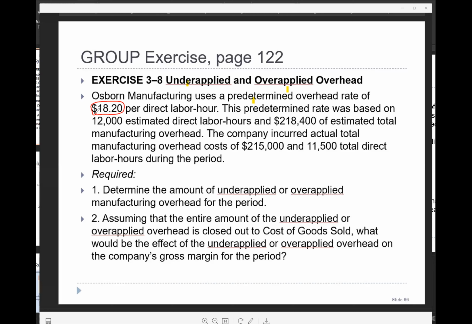We have a predetermined overhead rate, which is 18.2. Can you see the screen here, everyone? Yes. Here we go. They say this rate is based on 218,400 estimated total manufacturing cost and based on 12,000 estimated direct labor hours, right?